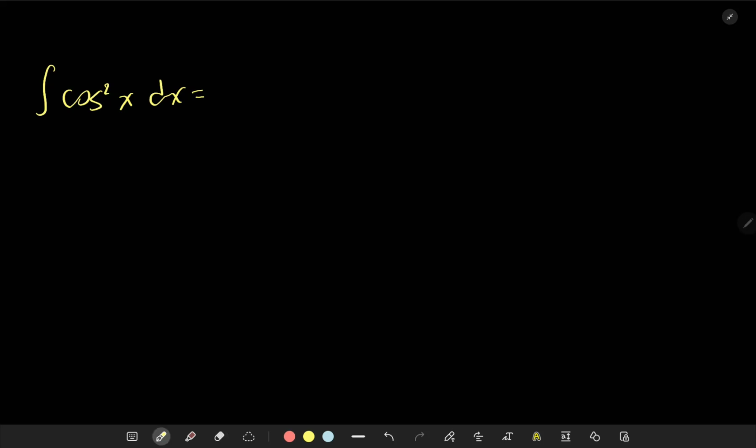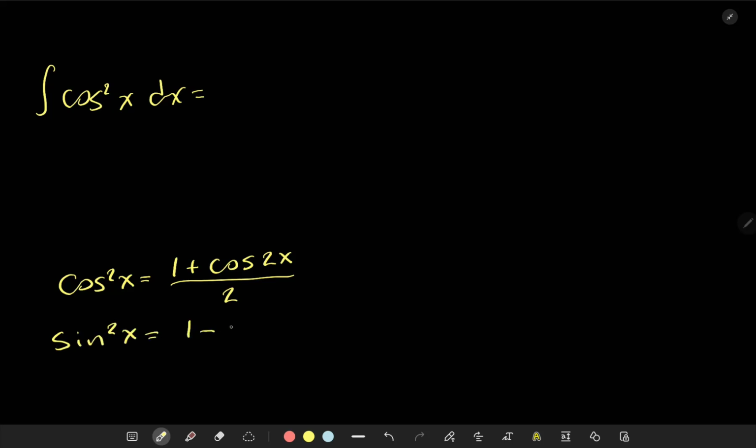But there is one formula that you may or may not remember, and that formula is the half angle formula. You can rewrite it in this fashion. Cosine squared of x is going to be 1 plus cosine of 2x, all over 2. And the sine squared is going to be the same thing, but with a minus.